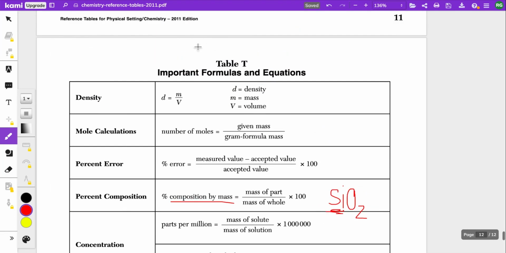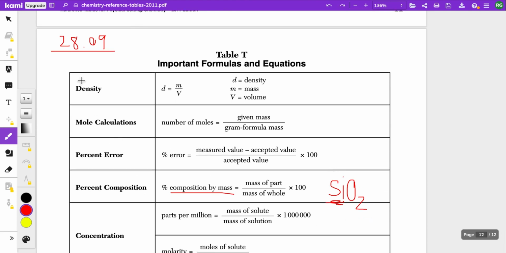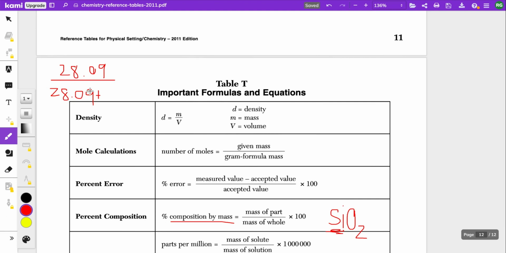So 28.09 divided by the mass of the whole thing, that's 28.09 plus the mass of the oxygen, right? The mass of the oxygen, if you look in your periodic table, is about 16. But because there's 2 oxygens right here, let's multiply that by 2.